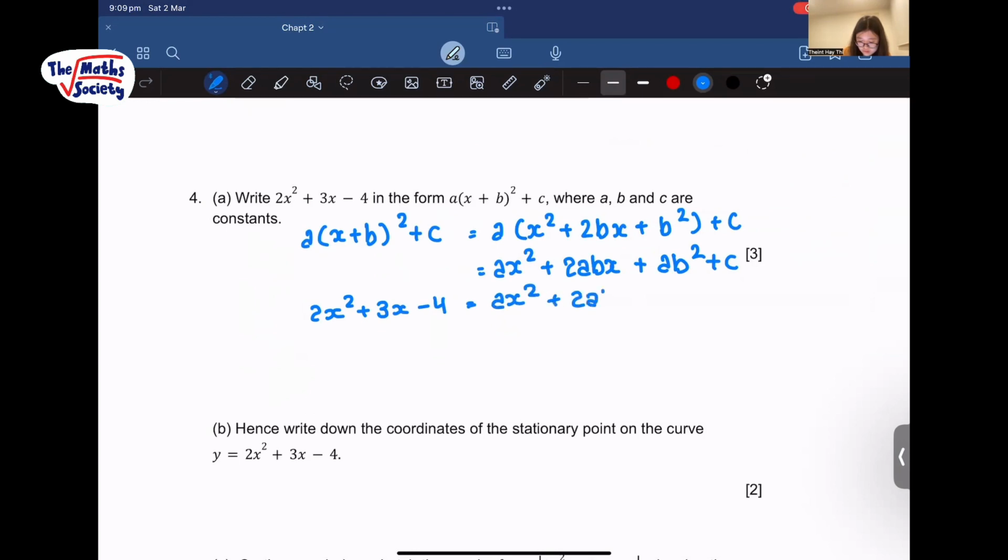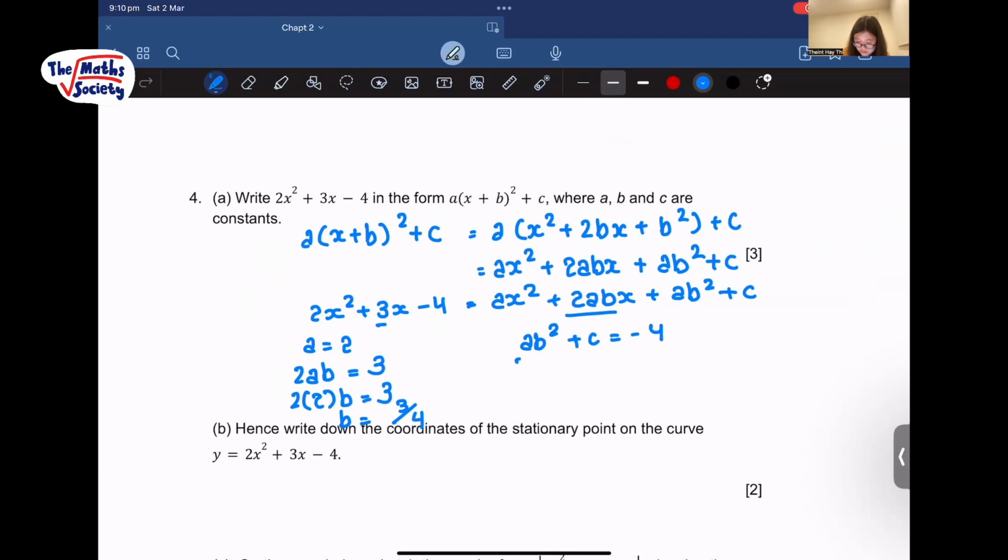ax squared plus 2abx plus ab squared plus c. Yep, so you have a equal to 2, and then you have 2ab equal to 3. Because a is 2, b will be 3 by 4. And then you have ab squared plus c equals minus 4. So a is 2, b is 3 by 4 squared, plus c equal to minus 4. If you want to know c, you'll just subtract, so you get 2 times (3 by 4) whole square, and that is 9 by 8, which means minus 4 minus 9 by 8 would be minus 41 by 8. Yep, so you get minus 41 by 8 for c.